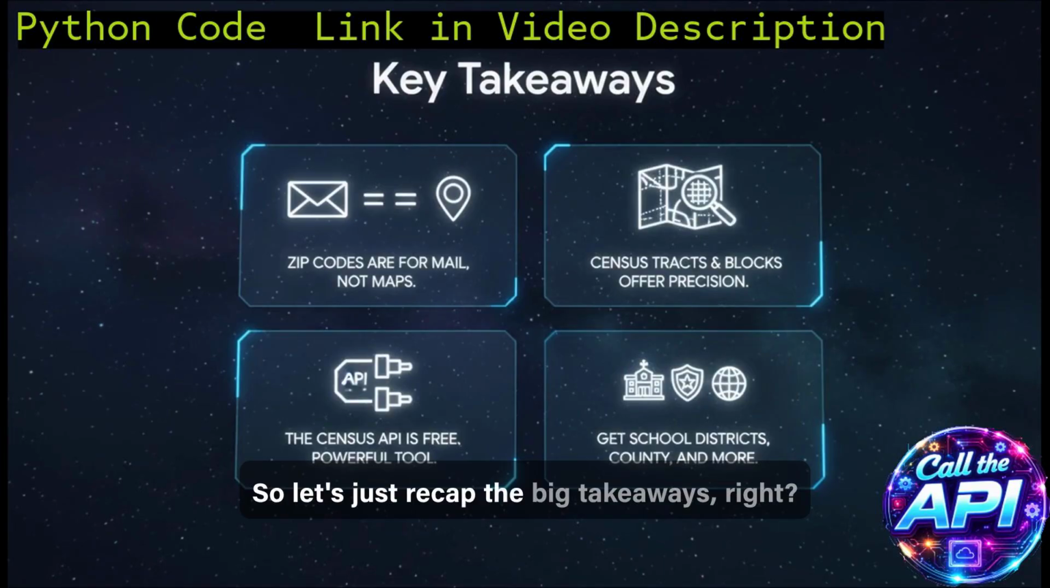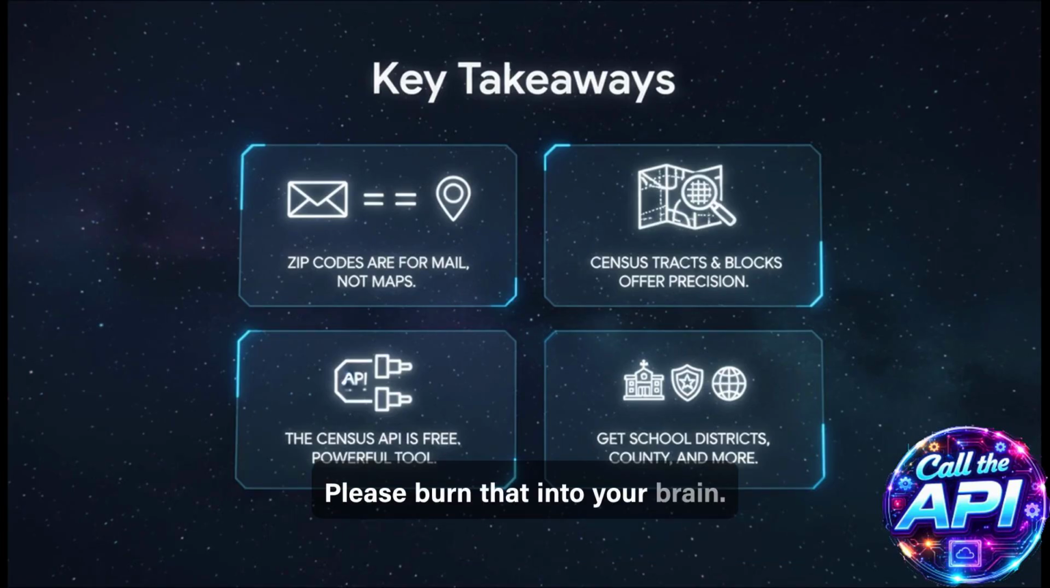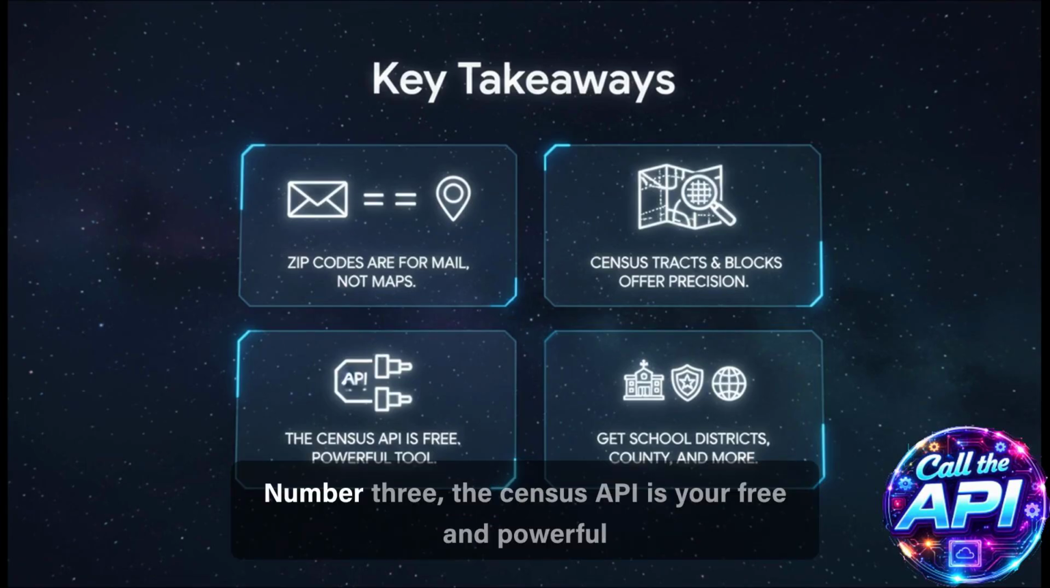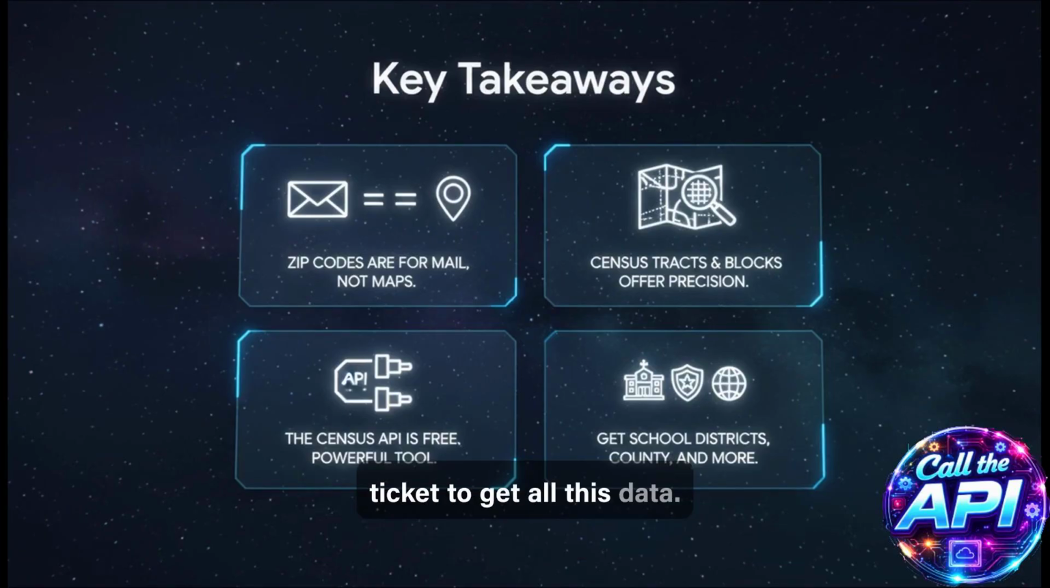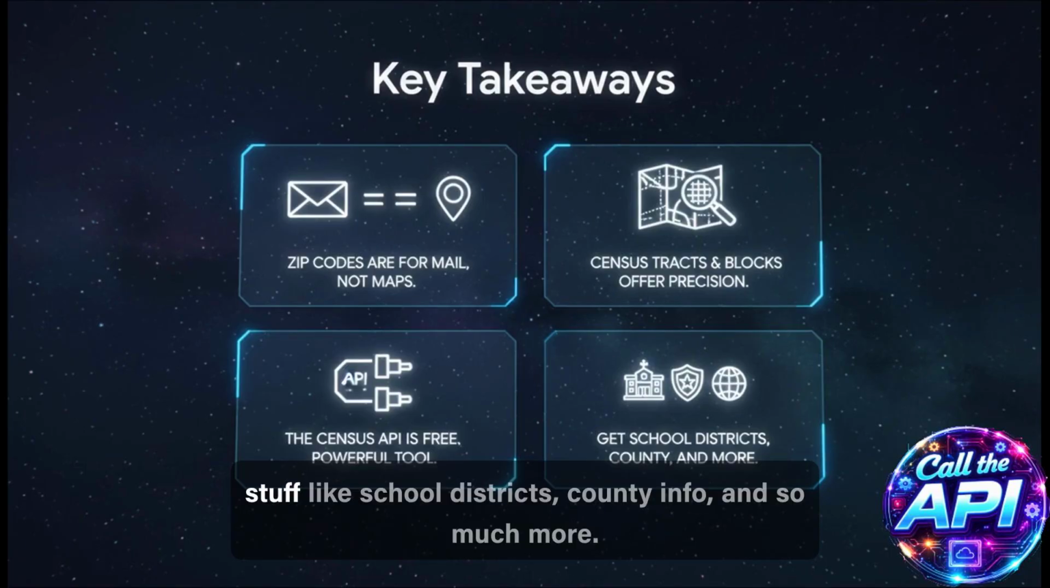So let's just recap the big takeaways, right? Number 1, zip codes are for mail, not for maps. Please burn that into your brain. Number 2, for real statistical precision, you want to be using census tracts and blocks. Number 3, the Census API is your free and powerful ticket to get all this data. And finally, remember that one single call gets you a ton of stuff, like school districts, county info, and so much more.